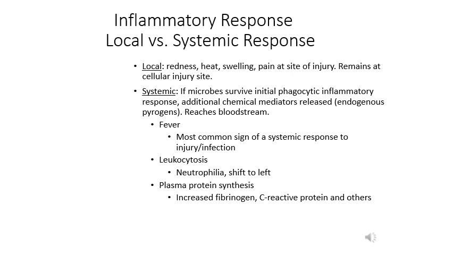Local versus systemic response. When we think of the inflammatory response, we think a lot of the localized signs and symptoms, the localized redness, heat, swelling, etc. at the site of injury, the pain, the loss of function or motion. And again, this remains a cellular injury site when it stays localized. But we also know that the microbes can survive that initial phagocytic inflammatory response and end up producing a systemic response, a systemic infection that can reach the blood, that can reach the lymph nodes and spread throughout the body.